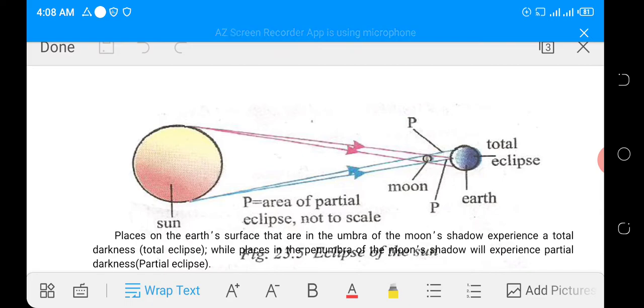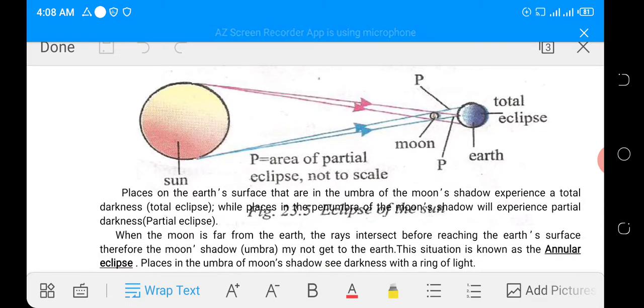So as shown from the diagram, places on the earth surface that are in the umbra of the moon's shadow experience a total darkness, and they are in total eclipse, while places in the penumbra of the moon shadow experience partial darkness, and they are said to experience partial eclipse.